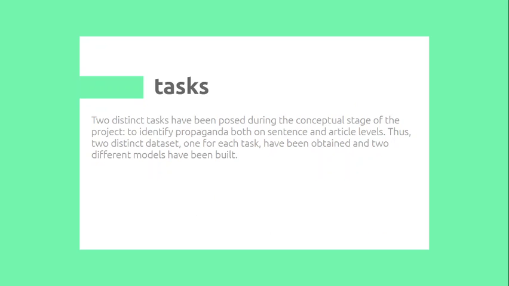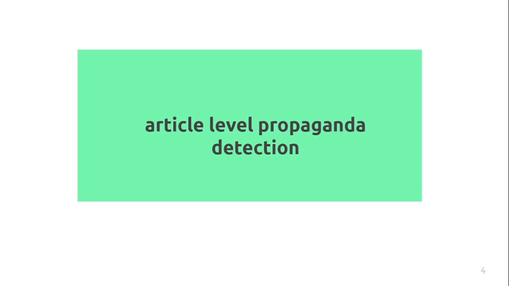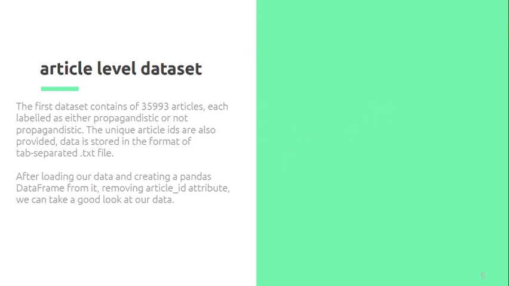So, based on our conceptual stage of the project, we have divided it into two tasks: to identify propaganda on sentence and on article levels. Thus, two distinct datasets, one for each task, have been obtained, and two different models have been built. So firstly, we'll discuss article level propaganda detection.